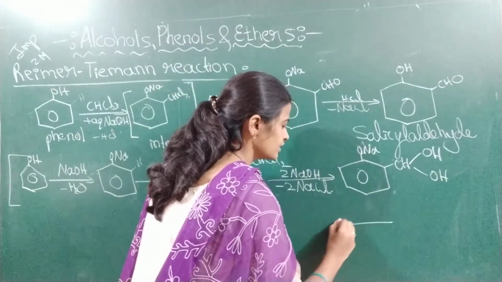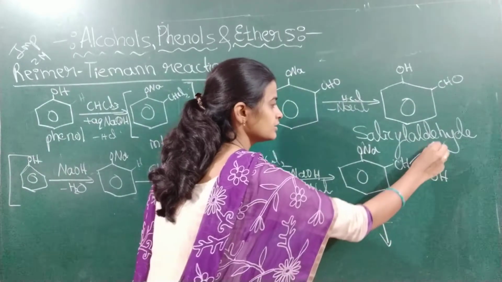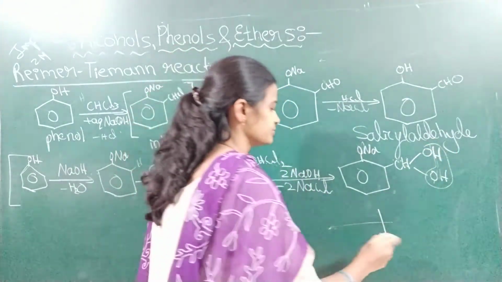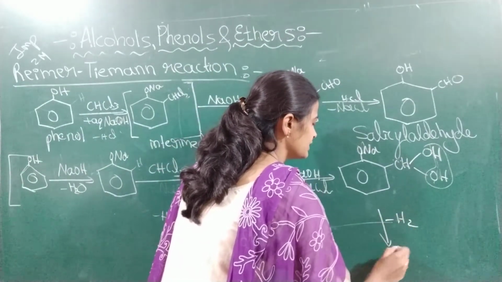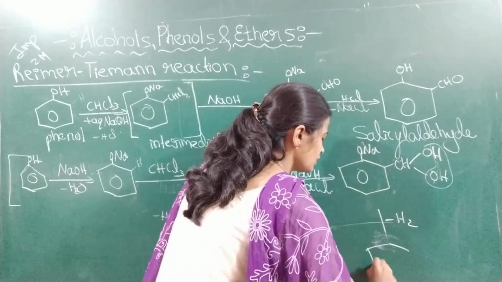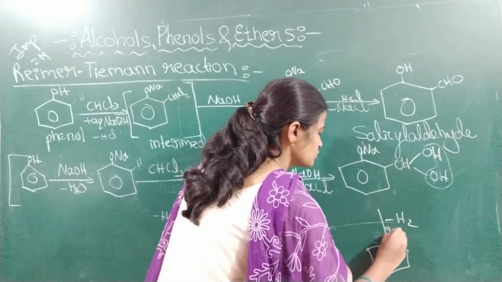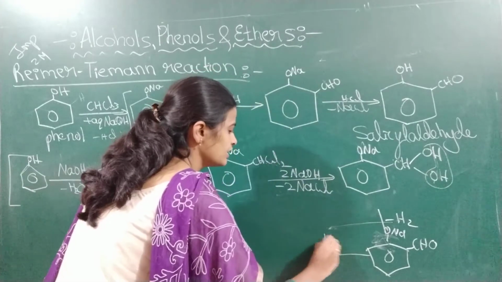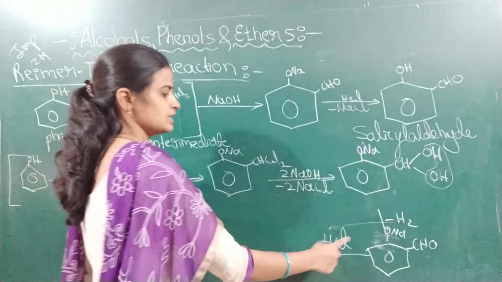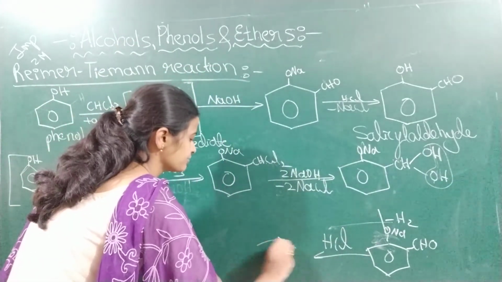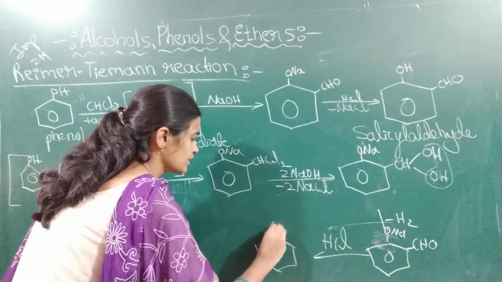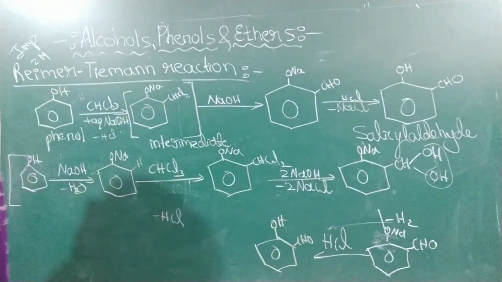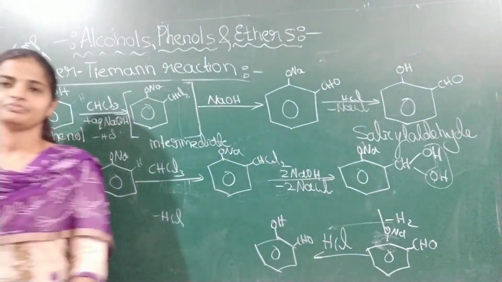Okay, then what happens? Here, H2O will get eliminated. H2O will get eliminated to form this, ONa as it is and CHO. Okay. Finally, when you use the HCl, what happens? This NaCl will get eliminated and it forms the OH and CHO. Okay. This is exactly the mode of the reaction.